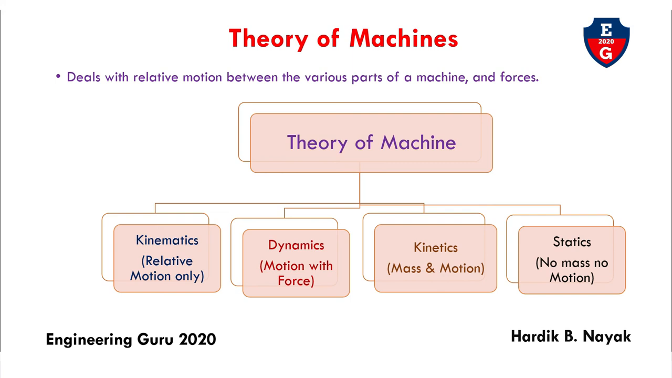So the third type, that is kinetics. It is the branch of theory of machines which deals with the inertia force which arises from the combined effect of mass and motion of the machine parts. In kinetics, we are considering mass and motion both.